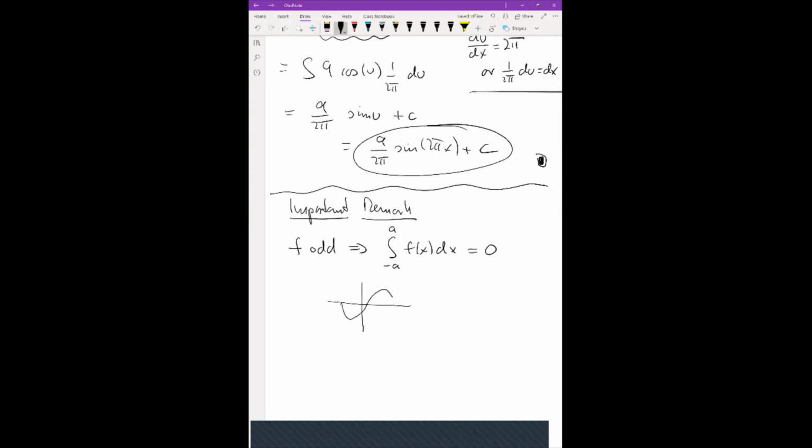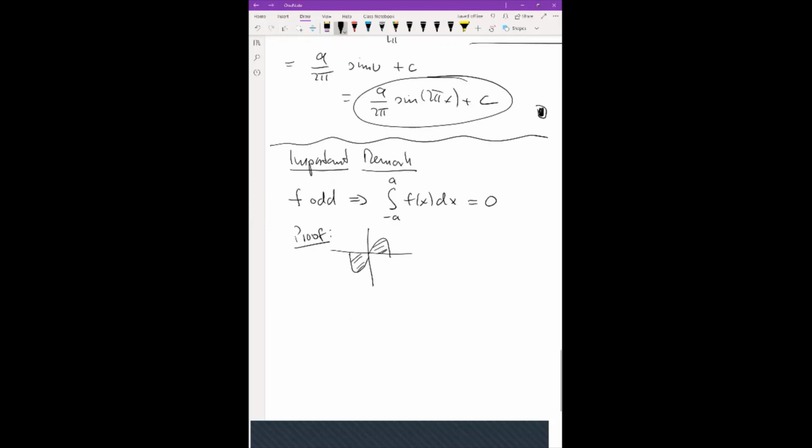If a function is odd, that means it's symmetric to the origin. Meaning that this area is the same as this area, just that they have different signs. So the total area, the net area, is equal to 0.